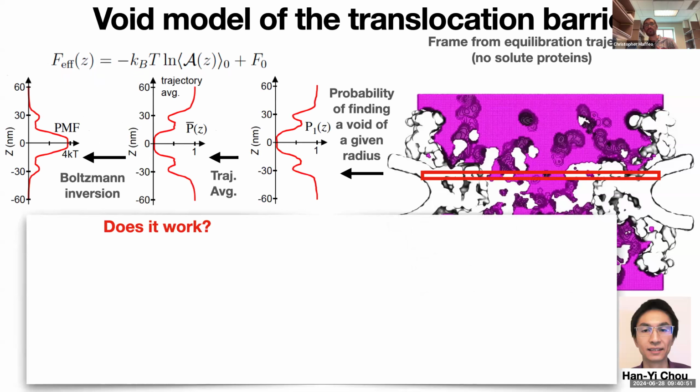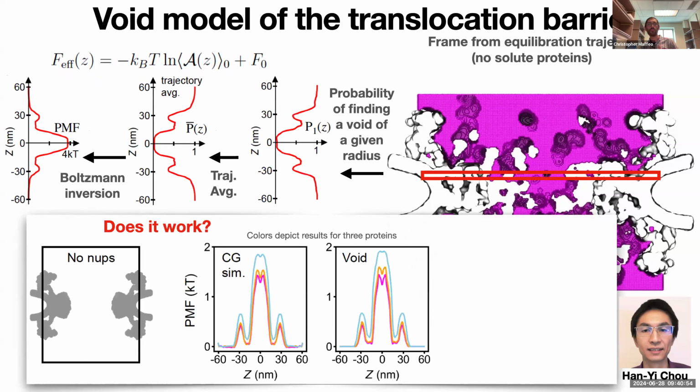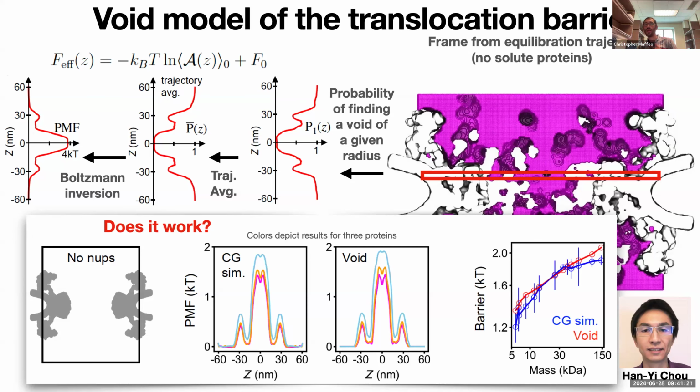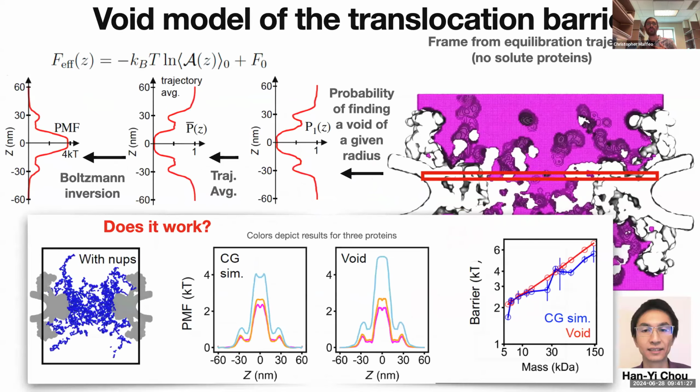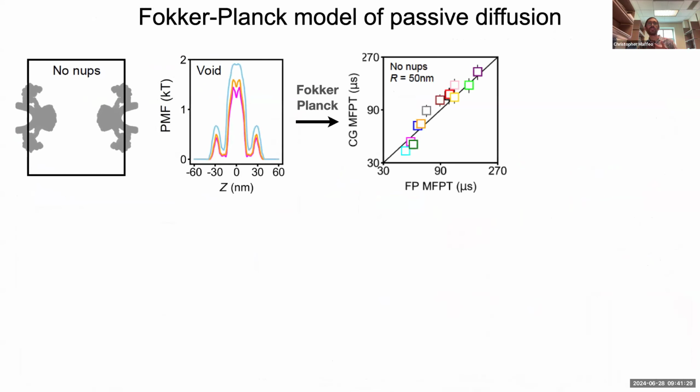And then the question, of course, is, how well does this work? The first check we did was without NUPs. We looked at the PMF from the direct coarse grain simulation, actually simulating a few different select proteins, and compared it to the PMF from this analysis of the voids in a mesh without the proteins, and you get pretty good agreement. With the NUPs, we still get good agreement.